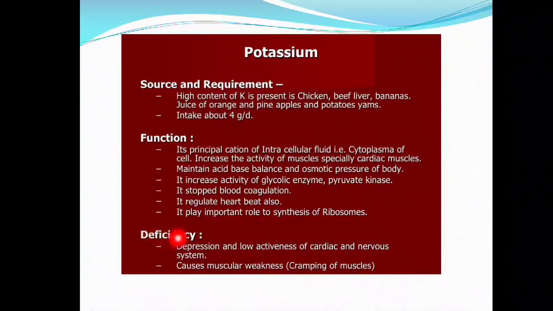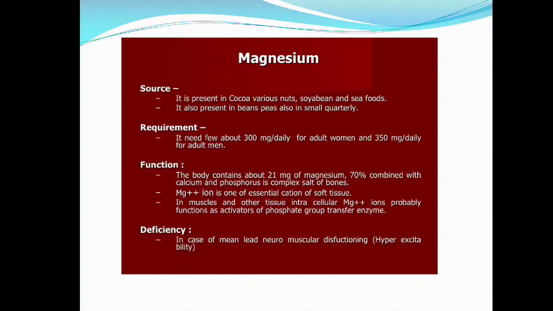You can see, the deficiency of potassium leads to what? Depression and low activeness of the cardiac and nervous system, and again causes muscular weakness and cramping of muscles. These are the important things related to potassium. So potassium is important in this way. Okay. Next we shall see magnesium. Magnesium is also another important metal in the biological system.